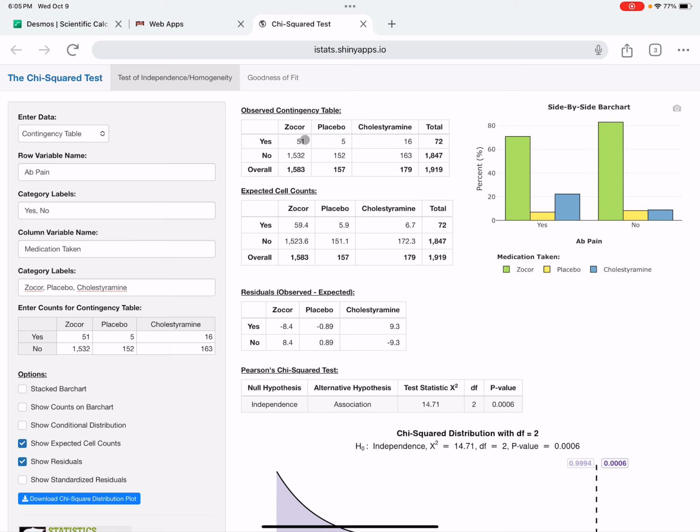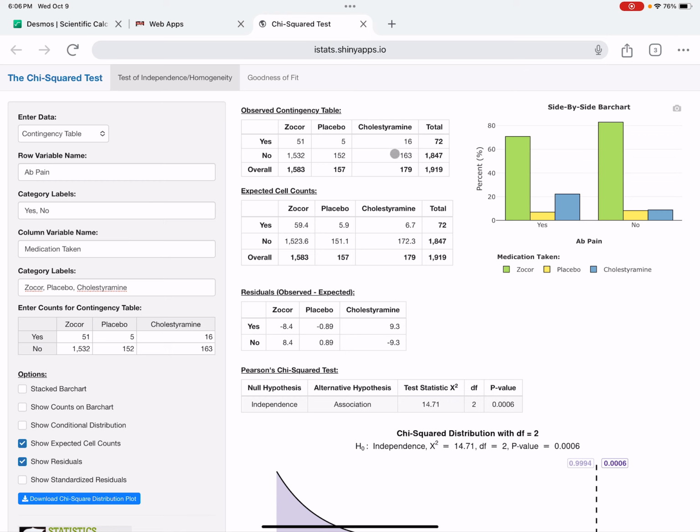So what we're seeing is that we observed 51 Zocor patients to have abdominal pain when we expected about 59 of them to experience abdominal pain. So we actually observed fewer Zocor patients with abdominal pain than what we expected. So this is great news for Zocor.